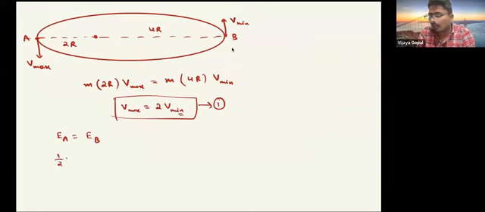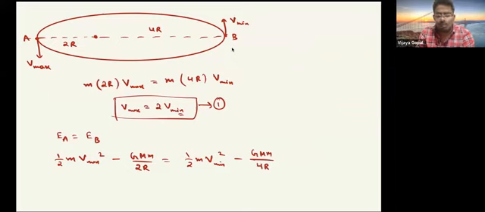Kinetic energy is half m V max square plus potential energy, which is minus G capital M small m by 2r, which is equal to half m V minimum square. And here what is the potential energy? Minus GMm by 4r. Now, in the question, they're asking for minimum speed only.